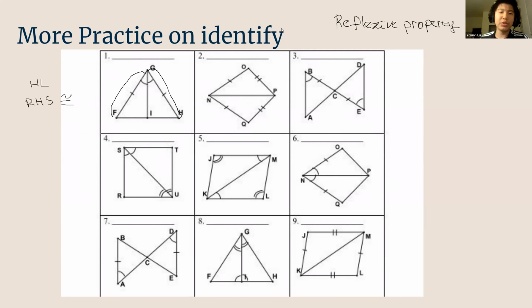Okay, problem number 2. We have more pieces of information over here. We see that NQ is congruent to NO, that OP is congruent to QP, and as always, MP is congruent to itself by the reflexive property. So triangle NOP is congruent to triangle NQP through SSS. I'll just write it down here.